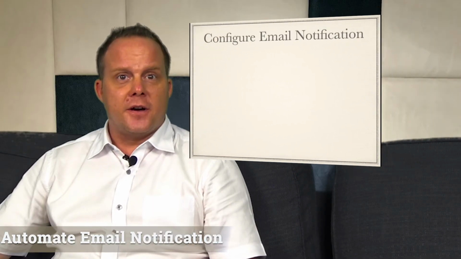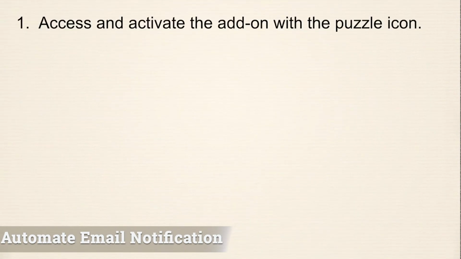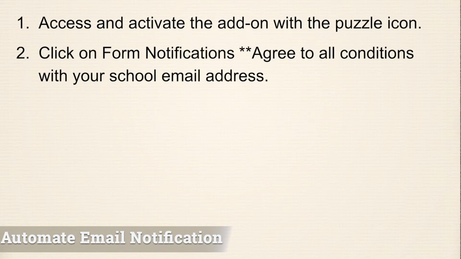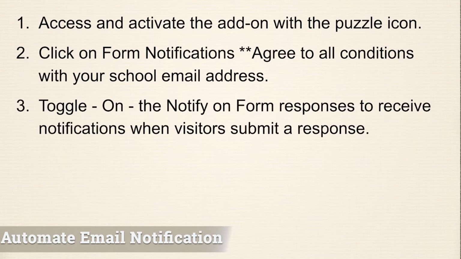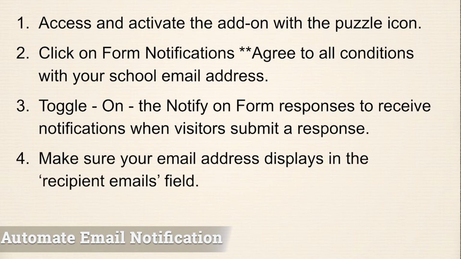Now you configure the automation for your own form. Access and activate the add-on with the puzzle icon. Click on Form Notifications. Agree to all the conditions with your school email address. That was not shown in the demonstration, but you probably will need to do this anyway. Toggle on the Notify on Form Responses to receive notifications when visitors submit a response. Make sure your email address displays in the recipient email field.